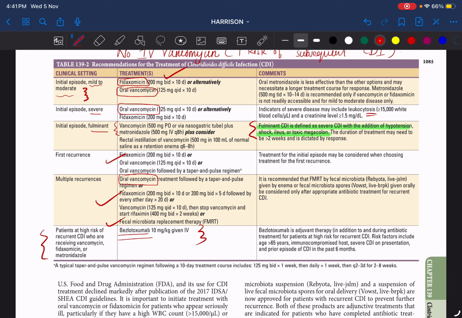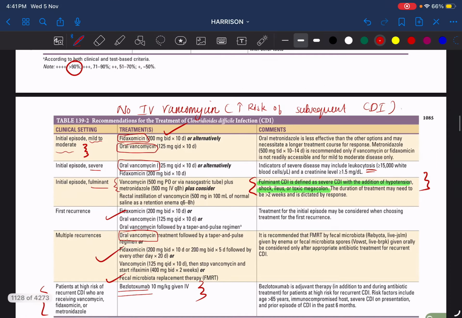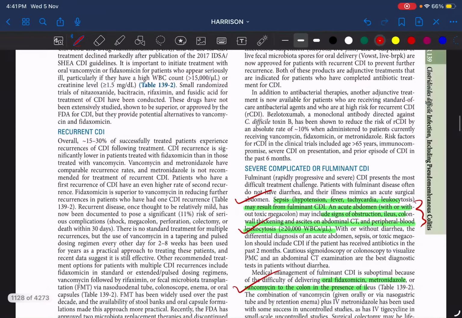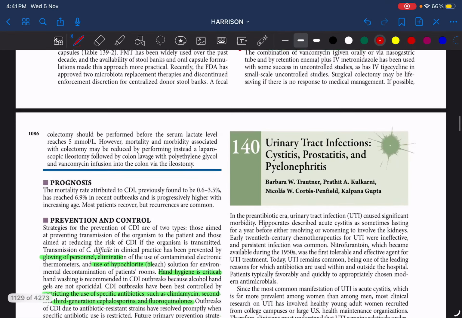Called FMRT. Fulminant is severe CDI with the addition of hypotension, shock, ileus or toxic megacolon, and as I told you, sepsis and hypotension all happen. In severe complicated or fulminant CDI, the patient usually presents with an acute abdomen with signs of obstruction, ileus, colonic wall thickening, ascites, and leukocytosis of 20,000 or more. As I told you, in fulminant CDI we go for oral vancomycin with IV metronidazole. The role of oral fidaxomicin in the treatment of fulminant CDI is not well established.